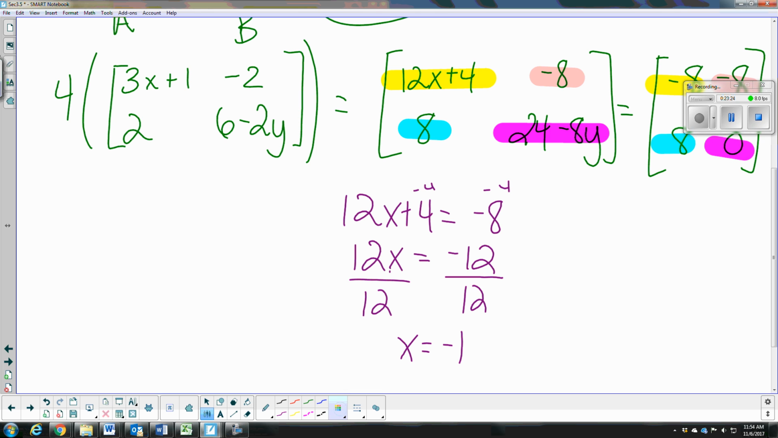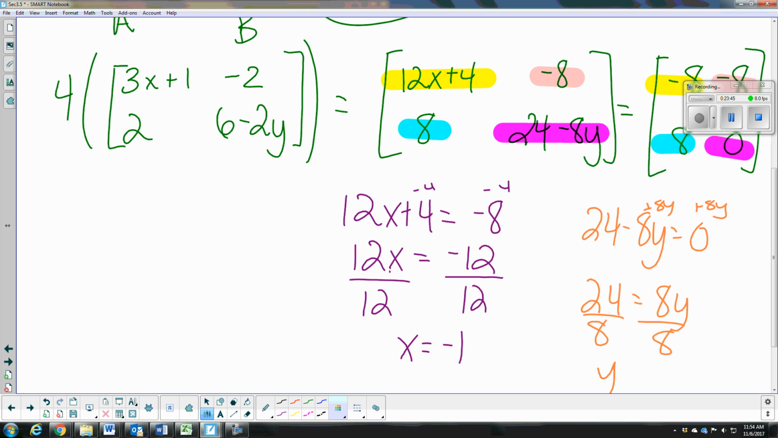And then we're going to do the same thing with our y variable. So 24 minus 8y equals 0. So 24 equals 8y. We add 8y to both sides. And solve for y by dividing both sides by 8. We get y equals 3.